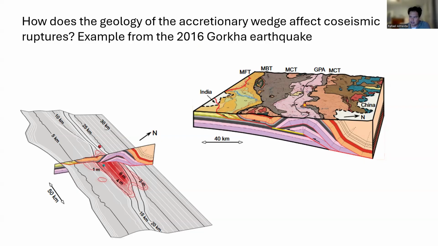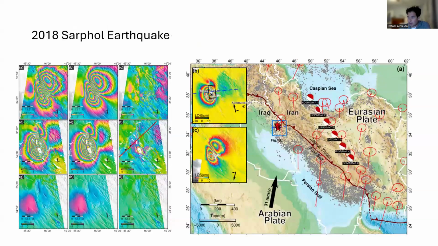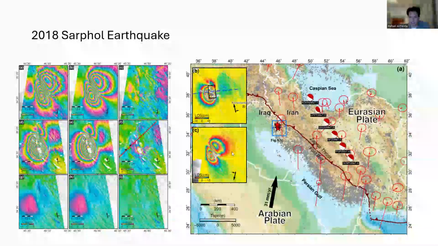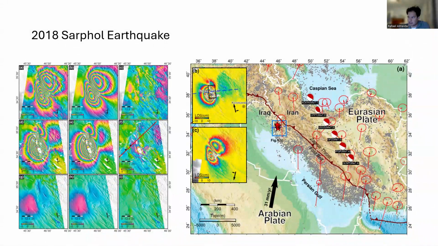So these are collision zones. This is, sorry, another example of a collision zone earthquake in Iran, where again we're using geodetic, in this case InSAR observations, to try to constrain the shape of the fault of the underlying thrust structure there in the Zagros collision zone.